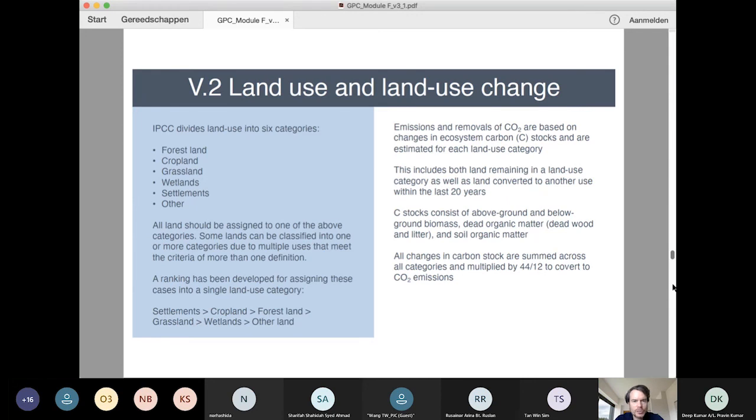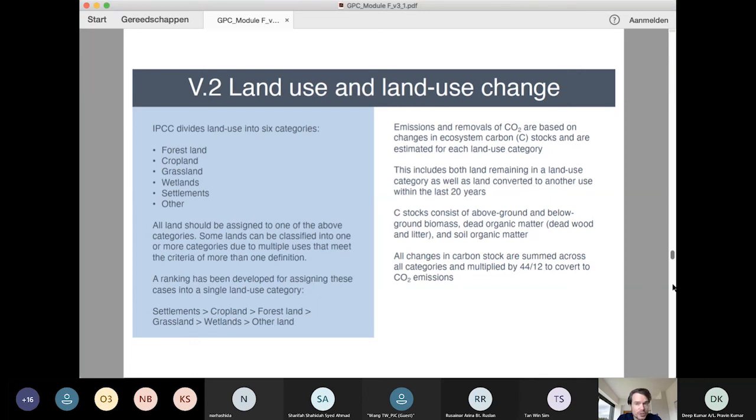And they say that all land should be assigned to one of the above categories. In cities' case, it will most likely be settlements, obviously, because that's what makes up a city. Some land use may be classified into more than one category due to multiple uses that meet the criteria of more than one definition. Where that does occur, a ranking has been developed to make sure you assign land to one single category. If it has some settlement on it, you classify it as settlement, then cropland over forest land, etc. So you always use the higher category of that list where you have multiple uses.